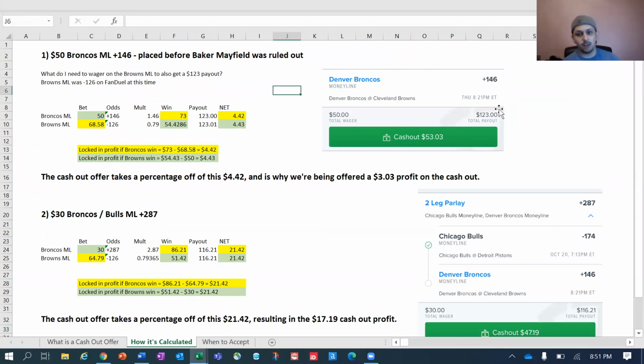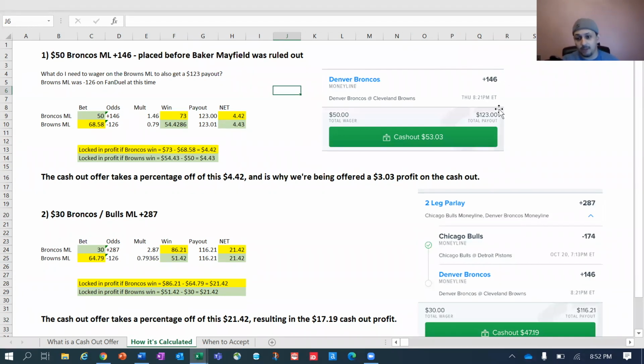So this Broncos-Browns game I have here was for this past Thursday night game. I did place this $50 Broncos money line plus 146 bet right before Baker Mayfield was ruled out. That line was moving all week. It started at 5.5 for the Browns, and gradually as players were ruled out, came down. Obviously the Browns ended up winning by 3. At this point we know that, but as that line moves, your cash out value might differ.